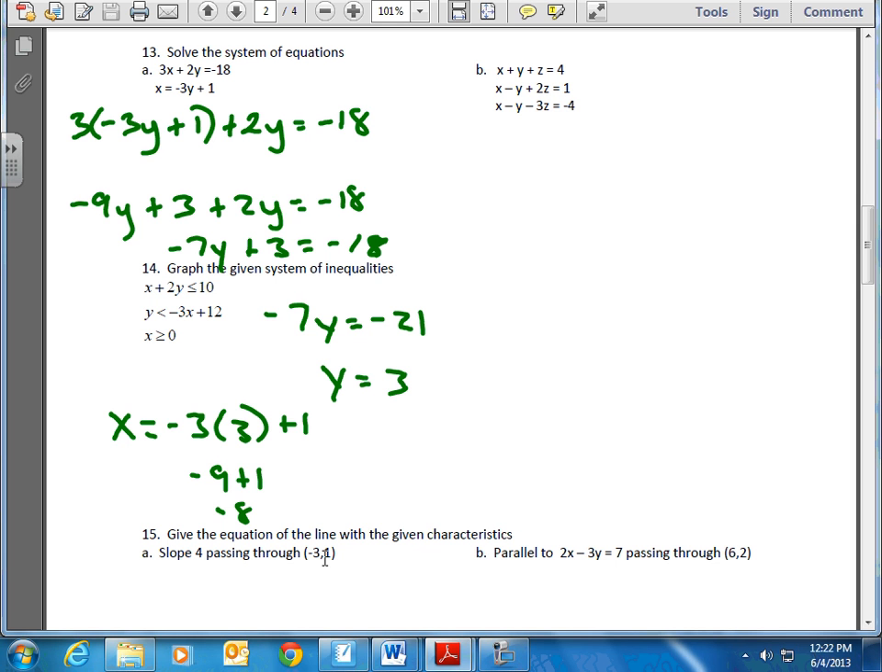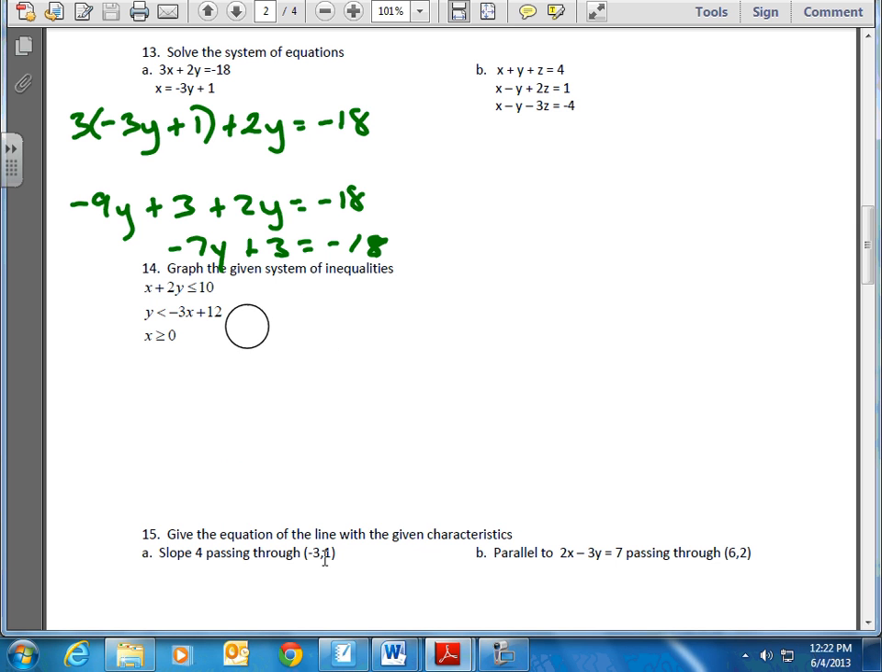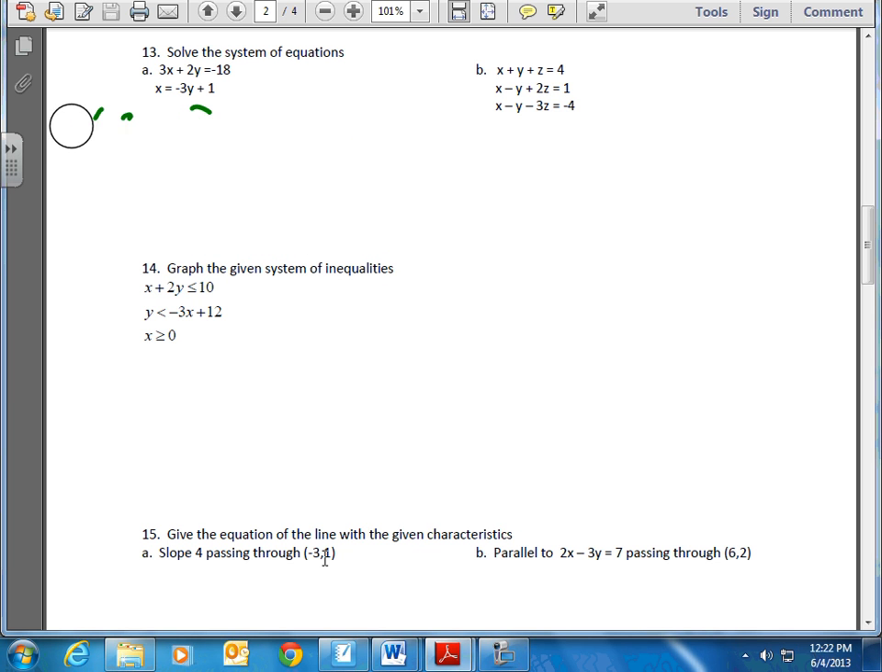Question B, not quite as easy. Goal's the same. I want to find the values for x, y, and now z that make all 3 equations true. And again, I can use substitution, I can use elimination, or a combination of both. For solving a system with 3 equations, I would highly recommend using elimination first. You can do it the other way, but it makes a big mess in my opinion.